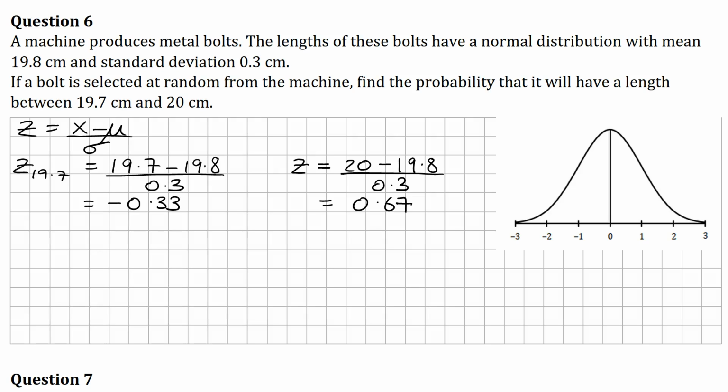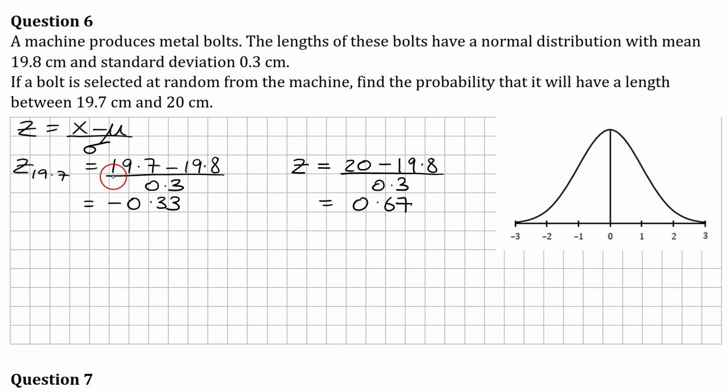Okay, so here we're given a machine that produces metal bolts, and the length of the bolts are normally distributed with a mean of 19.8 and a standard deviation of 0.3. If a bolt is selected at random, find the probability of a length between these two values. So obviously the first thing I'm going to do is convert them into z-scores.